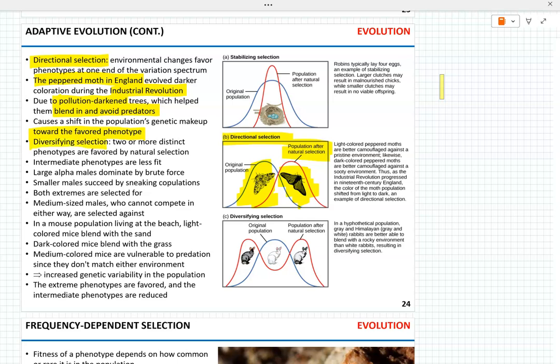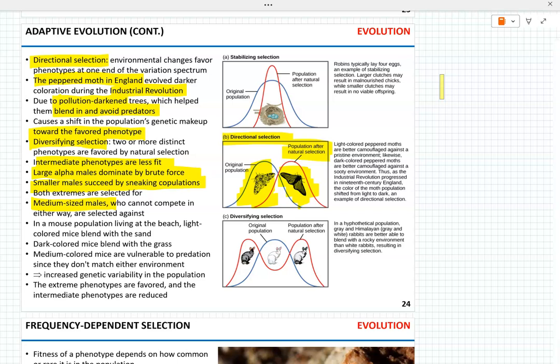Finally, diversifying selection. There are two distinct phenotypes that are favored by natural selection, and intermediate phenotypes are less fit. For instance, if you have a population in which large males dominate due to their size and force, and smaller males can reproduce because they can sneak in, copulate and pass on their genes, extremes will be selected for, while medium-sized males, who can compete with neither large nor small males, are selected against.